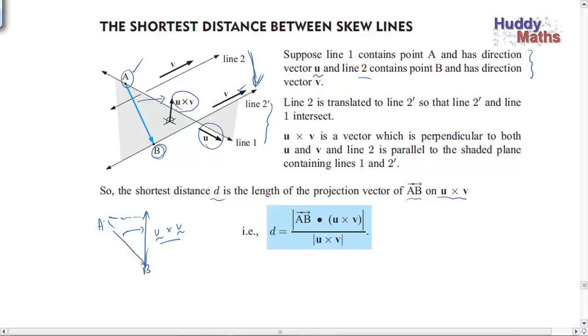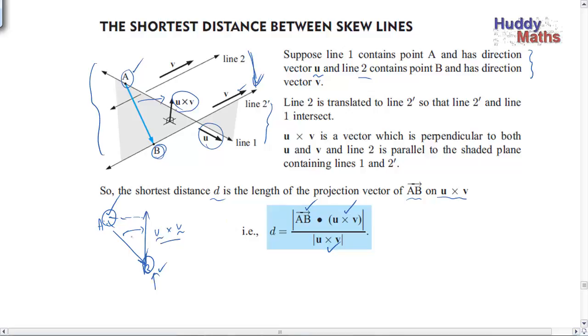The projection of AB onto U cross V. It's AB dot U cross V divided by the length of U cross V. Okay, so that's the idea here, of this diagram. You're effectively saying that the length of the vector produced from any point on that first line, any point A, goes across to U cross V and stands up, U cross V, on the base of U cross V, is point B on the other line.